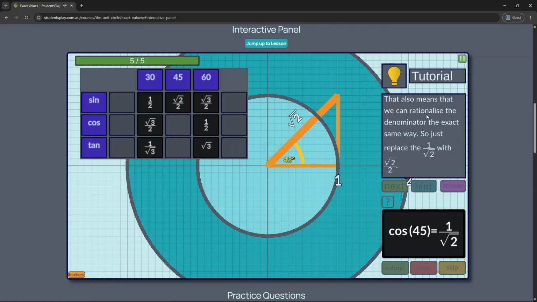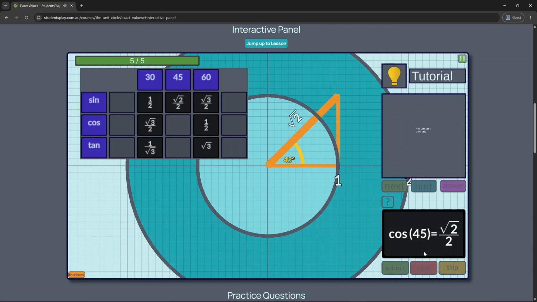That also means we can rationalize the denominator the exact same way. So just replace the 1 over root 2 with root 2 on 2. We already know if we rationalize the denominator, it's going to be square root of 2 on 2, just like the last one. Nice, let's add it to the table. Okay, square root of 2 on 2. Let's press enter.